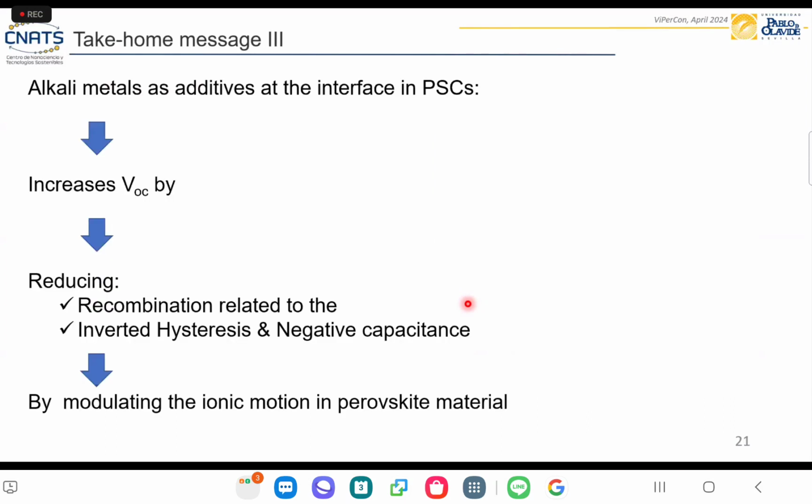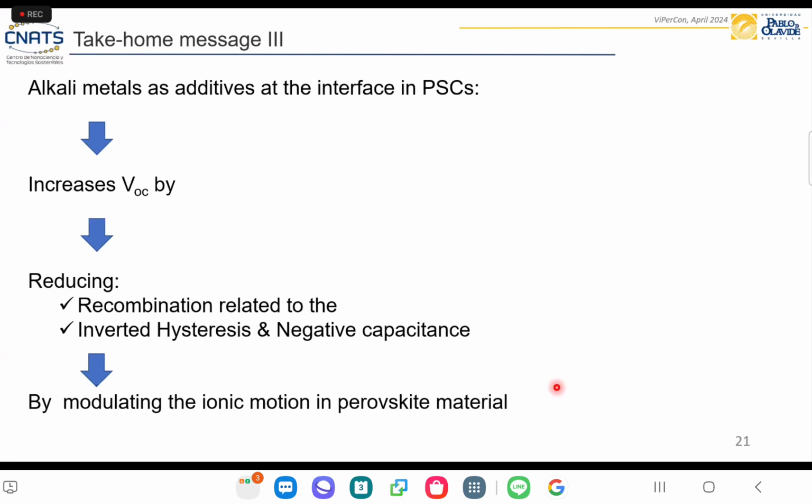So the third take-home message is that with alkali metals used as additive just in the TiO2 material, we can increase the VOC of perovskite solar cells by reducing the recombination, which is related with the inverted hysteresis and negative capacitance. And how are they doing it? Well, they are modulating the ionic motion in the perovskite material.